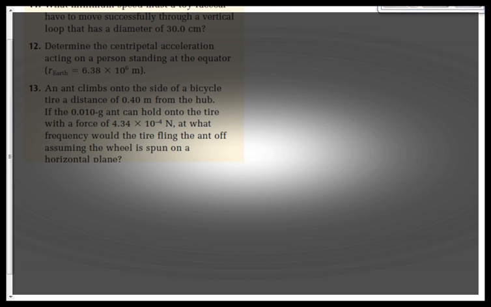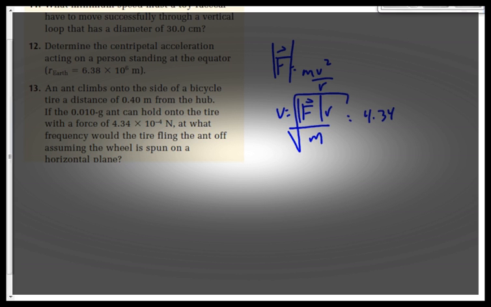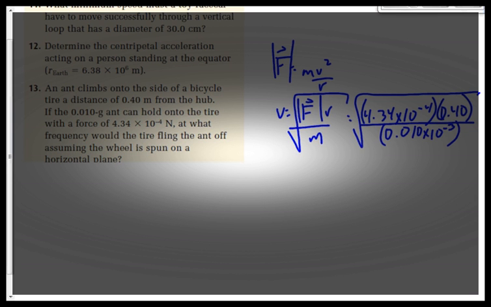Well, the centripetal force is mv squared over r. Let's get v. The r goes up by multiplying, the m goes down by dividing, and then we square root that. R is 0.4 divided by the mass. 0.01 converted to kilograms, I'm just going to say 0.01 times 10 to the minus 3, right? Because 1 gram is 10 to the minus 3 kilograms. If you want to just move the decimal place, that's okay too. 17.36 meters per second. Now you want to find the frequency.